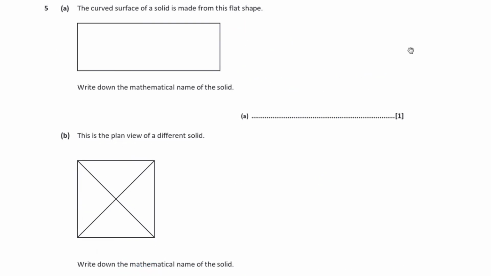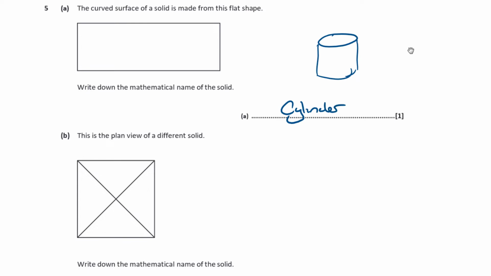Okay. Question 5a. The curved surface of a solid is made from this flat shape. Write down the mathematical name of the solid. Well, if you took that rectangle and curved it around, you're going to end up with a shape that looks like this, aren't you? Okay. In other words, that shape is a cylinder.